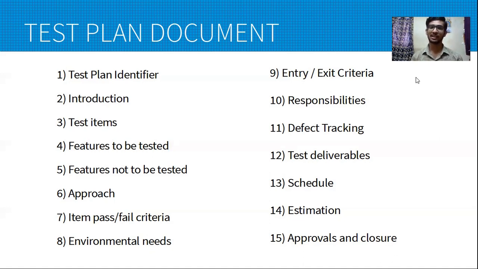The next one is defect tracking. Defect tracking is nothing but after the testing process is completed, whatever bugs the software has produced need to be tracked in a proper way so that they are assigned to the developer so that he can fix the bugs.